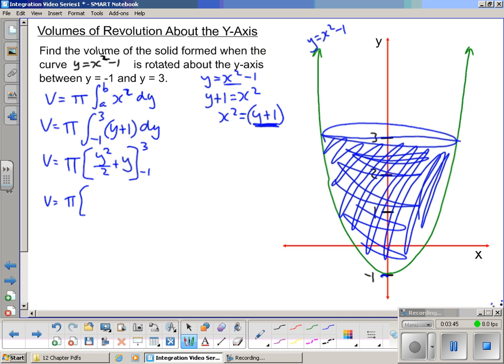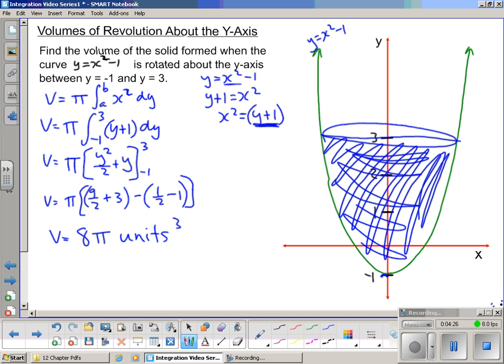We'll get 3 squared, which is 9 over 2, plus our 3, minus, and we'll be careful to put this in brackets, minus 1 squared will be 1 over 2, minus 1, and that'll all work out to be, final answer, volume will be 8 pi units cubed. So that's the volume created by that parabola being rotated around the y-axis.